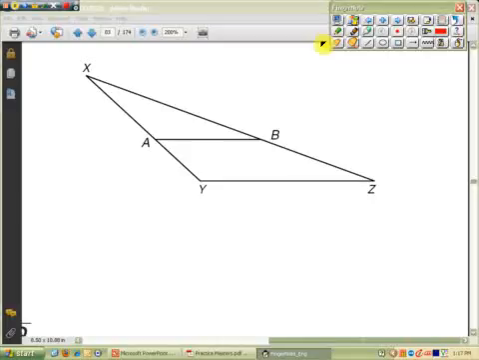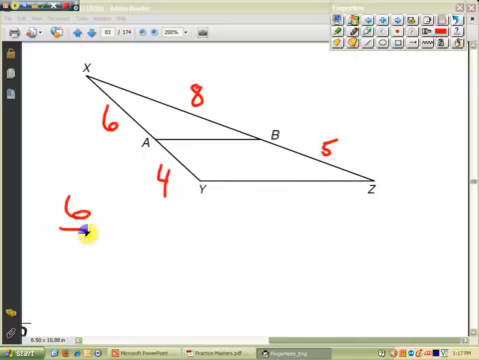Alright, let me explain this 7-4 practice worksheet. I'm starting with number 1 right away, and I'm labeling the parts that they give me. XA is 6, AY is 4, XB is 8, and BZ is 5. Basically what they want to know is if these two are proportional and it equals 8 over 5.